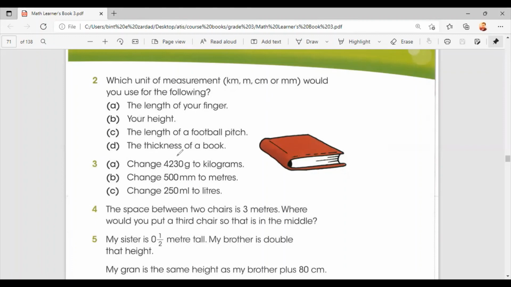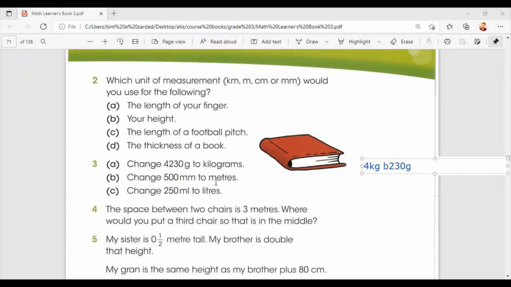Okay, now change 4230 gram to kilogram. We know 1 kg equals 1000 gram. So this is 4 kilogram and 230 gram.